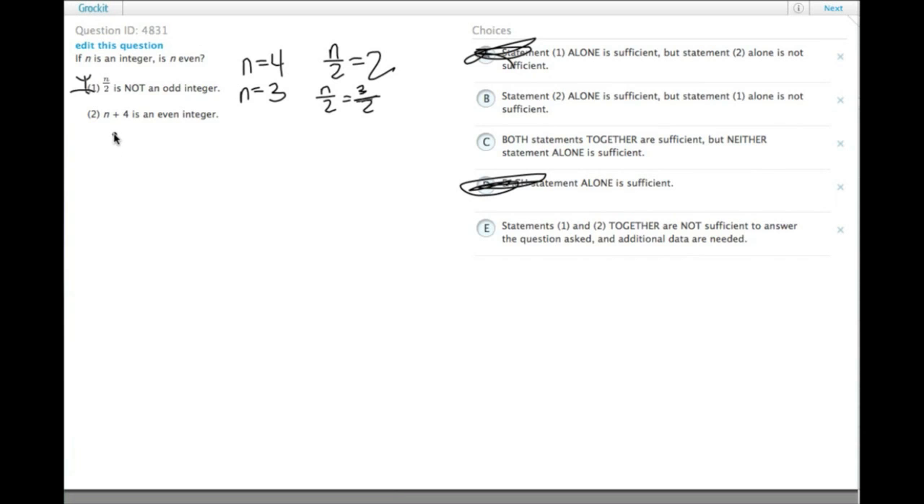Statement 2 tells us that n plus 4 is an even integer. Well, only an even integer plus an even integer can give us an even integer. And we know that 4 is definitely an even integer, and the statement tells us that this here is an even integer, therefore n itself must be an even integer.